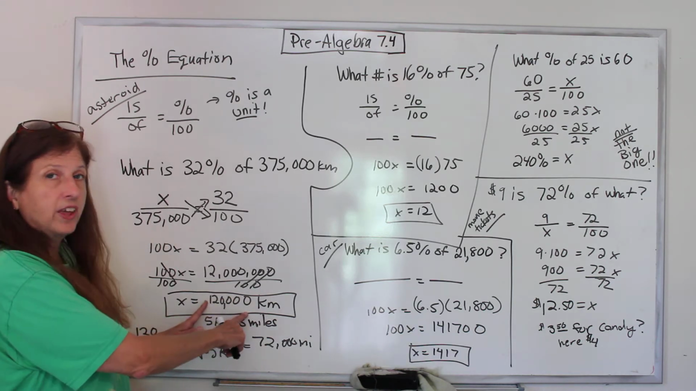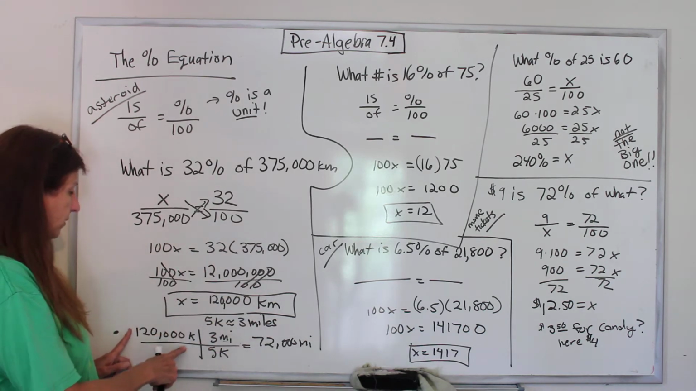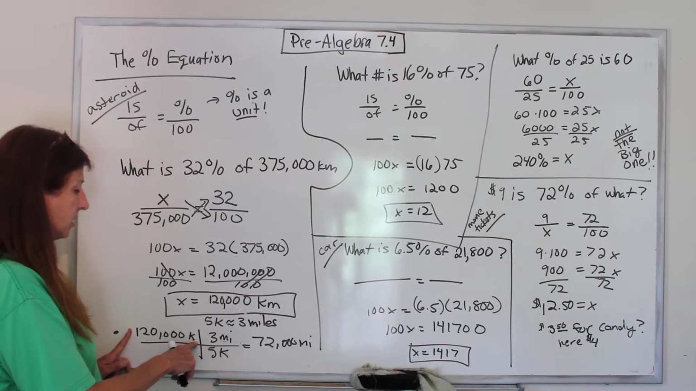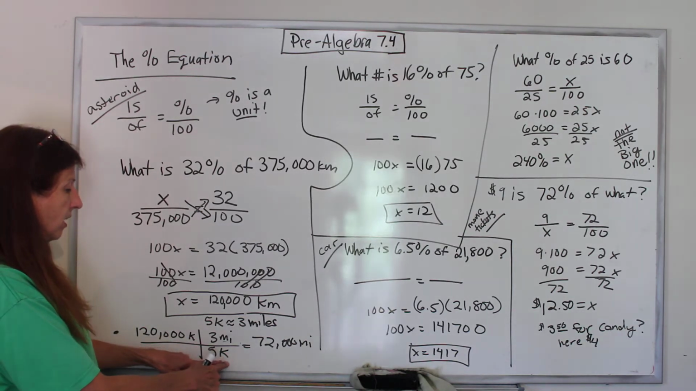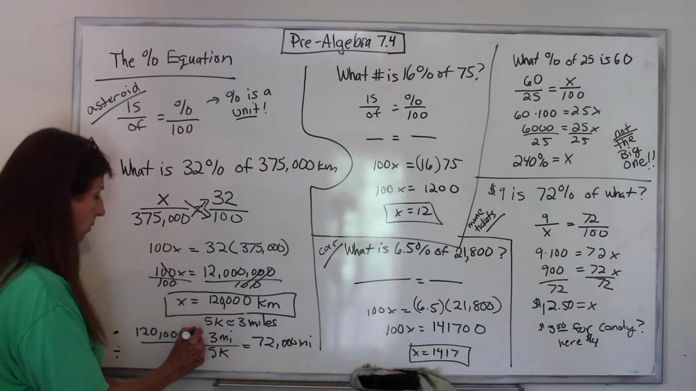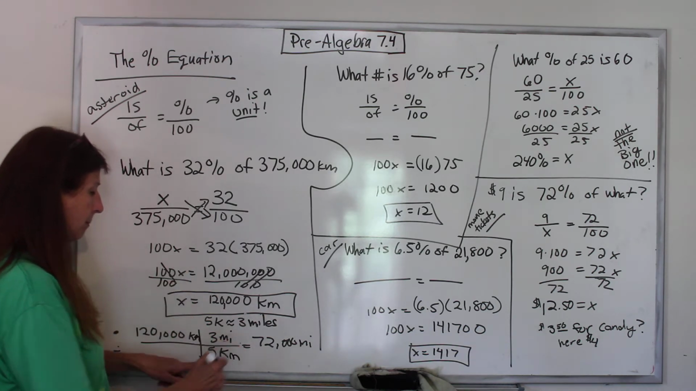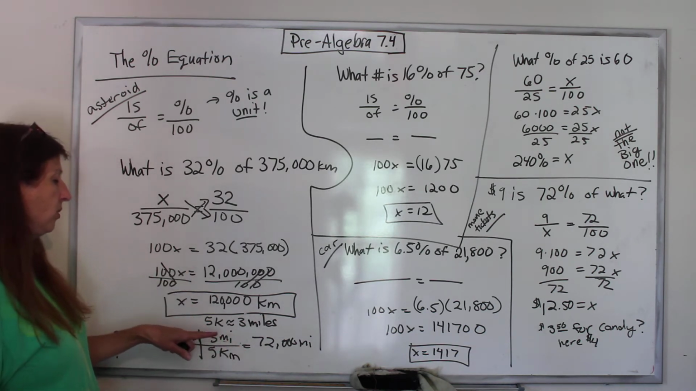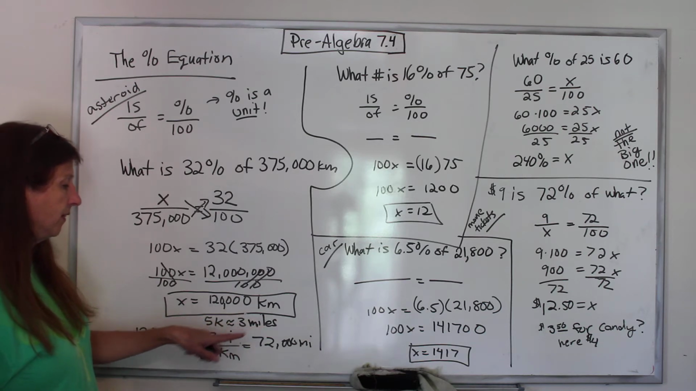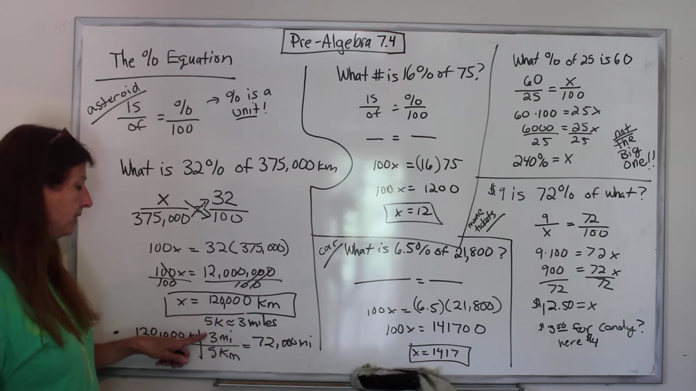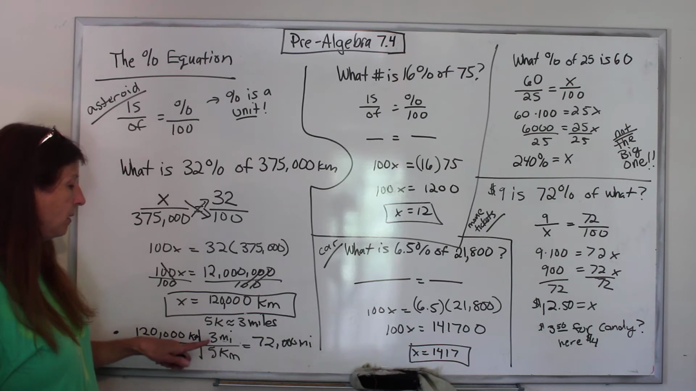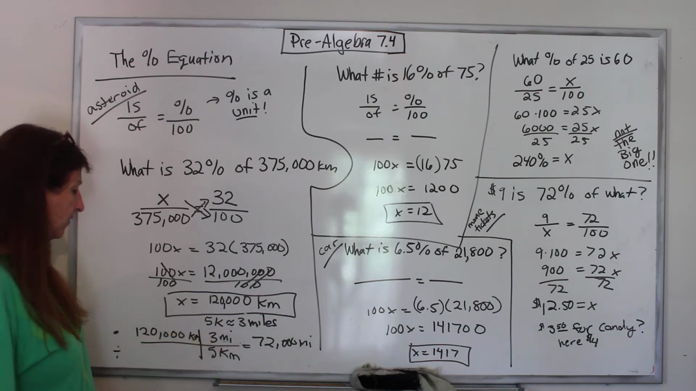How do you convert things? You write down what you're given, what you know, and that's 120,000 kilometers. You write the unit of what you know on the bottom in the denominator, and you write the unit that you're trying to change it to in the numerator. And then you put the numbers that are the relationship. 3 miles is 5 kilometers.